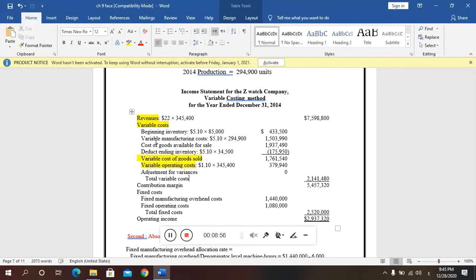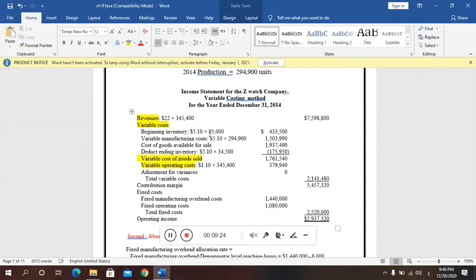Variable cost of goods sold, how can we compute it? As we said, variable cost of goods sold will consist of beginning inventory plus variable manufacturing cost, which gives me the cost of goods available for sale, minus ending inventory, which gives me the cost of goods sold.